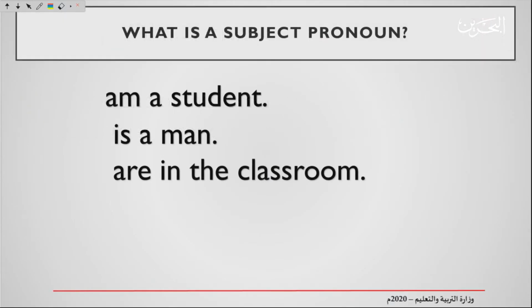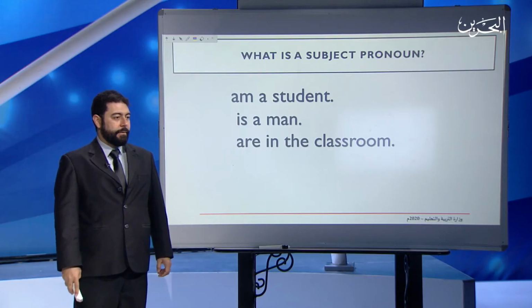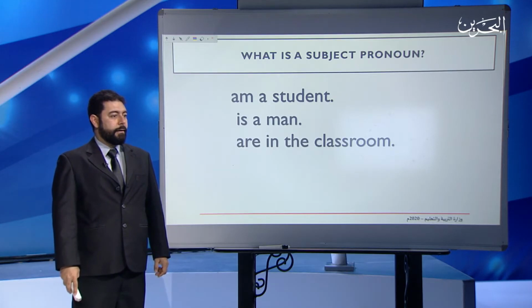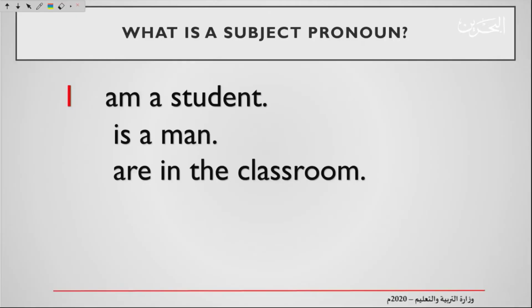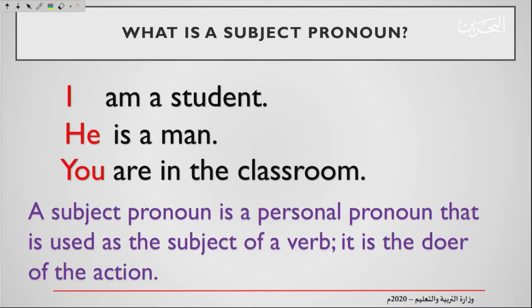So, what is a subject pronoun? We have three sentences: "_ am a student," "_ is a man," "_ are in the classroom." There are some words missing. Let's check. I am a student. That is a subject pronoun. He is a man. That is a subject pronoun. And you are in the classroom. So, a subject pronoun is a personal pronoun that is used as a subject of a verb. It is the doer of the action.